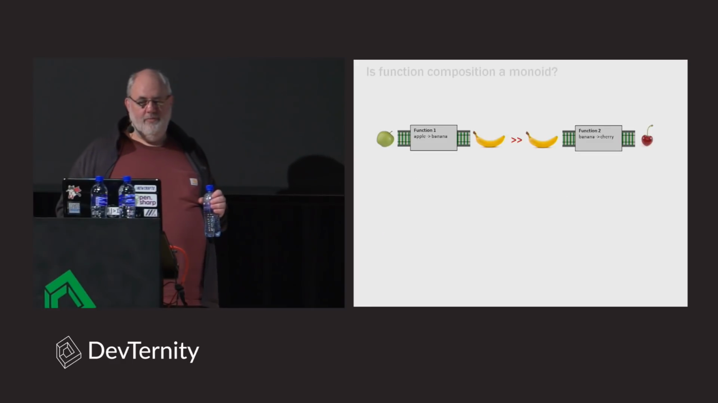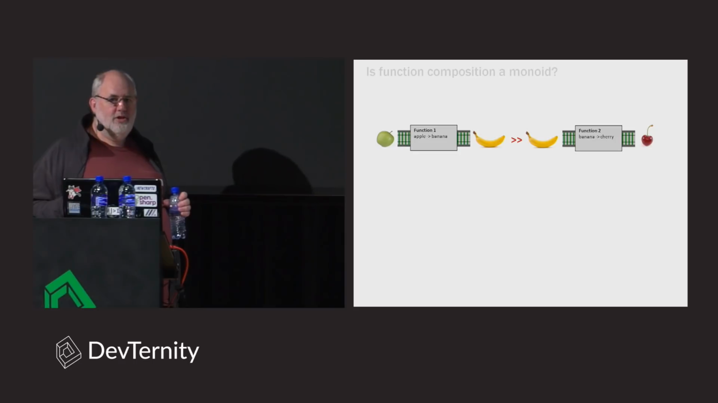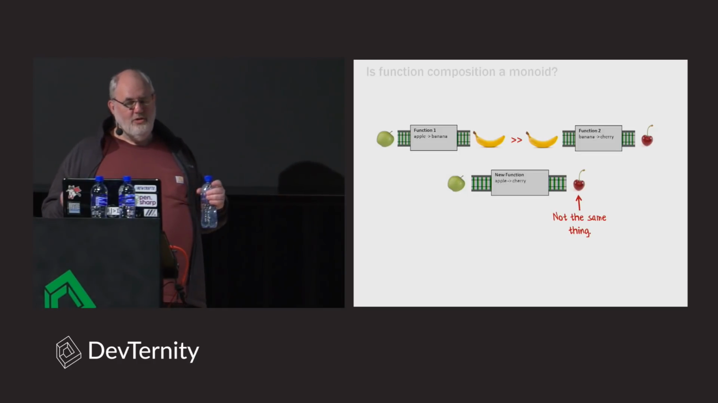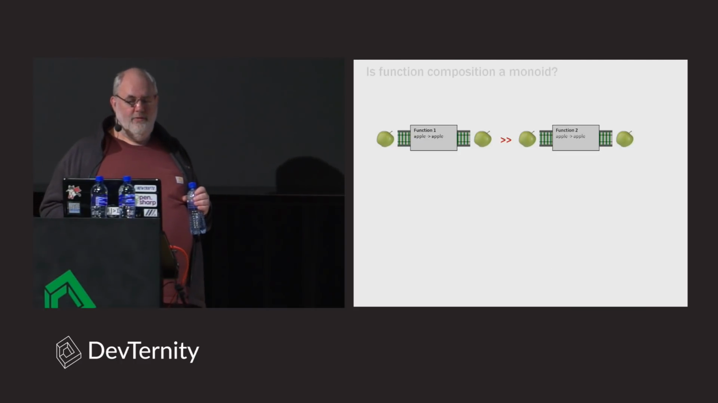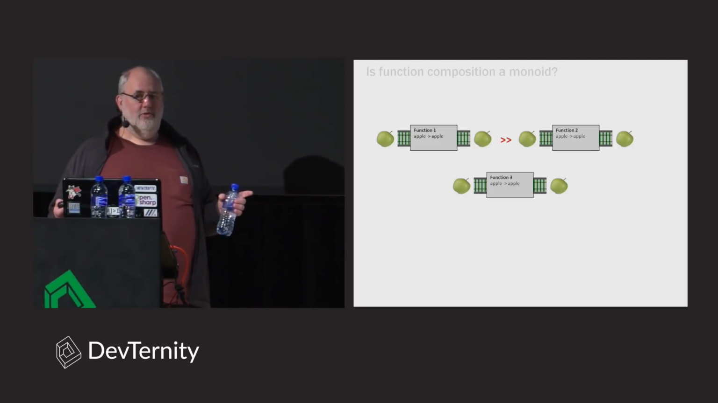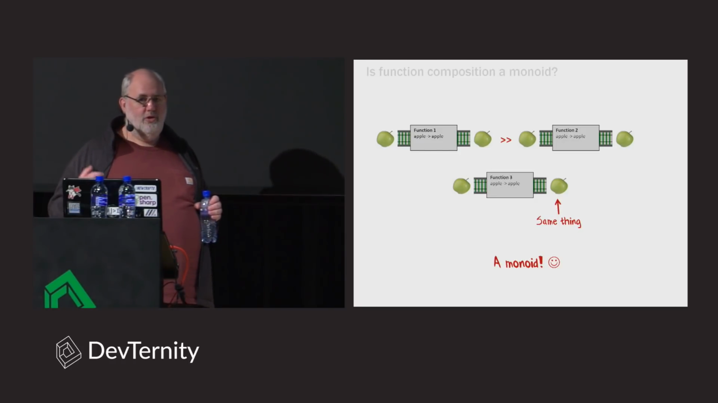So that's very good. Now, function composition, you might say, well, this sounds awfully like monoids. If you combine two functions, you get another function. It's not exactly the same because the inputs and outputs might not be the same thing. So function composition normally is not a monoid. However, if the input and output are the same type, like an apple input and apple output, and you combine them, you get another function, which is an apple input, apple output. So yes, that is a monoid. So that's cool. Those kinds of functions can be used as monoids.